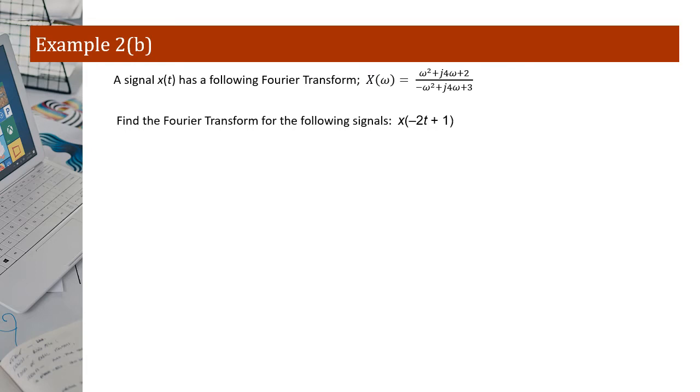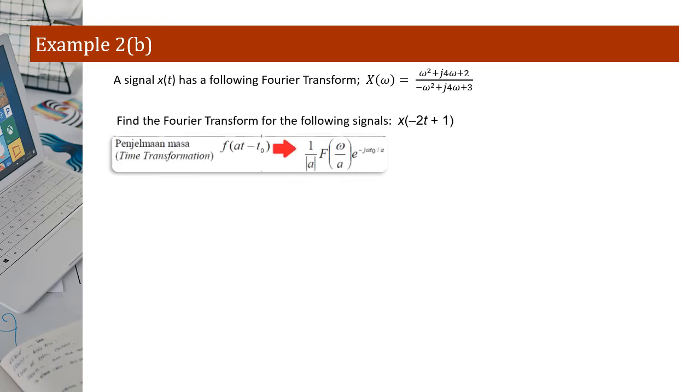Okay, next example 2b. You need to try a different x(t) equation, a new equation given by x(-2t+1). Obviously you need to compare with the Fourier transform pairs. You may notice that this equation is more or less equivalent to this shape, so you can compare the given signal directly with the one in the table. Given is x(-2t+1).